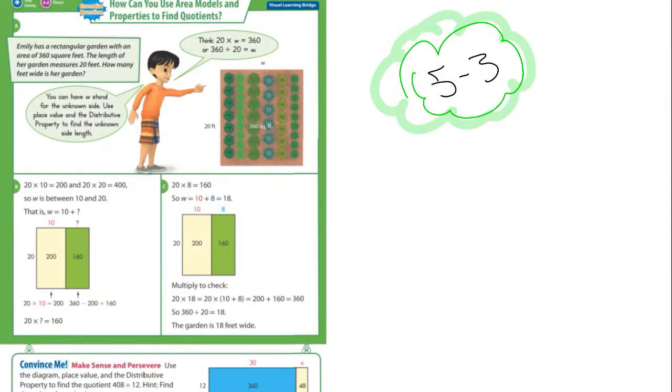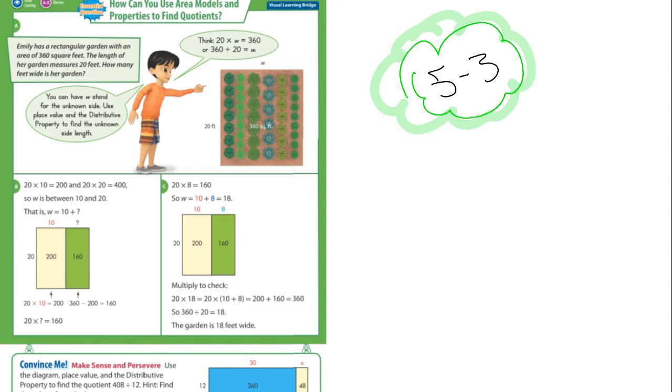Okay, timer's working. So this is 5.3, about modeling with division. A lot of the problems they ask you to model, and I will not. I'll just want you to solve it.